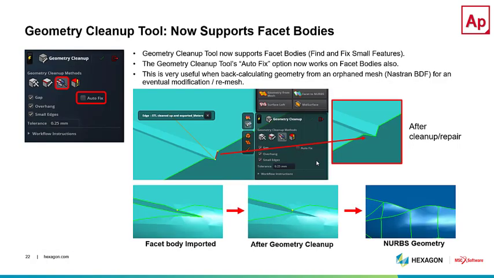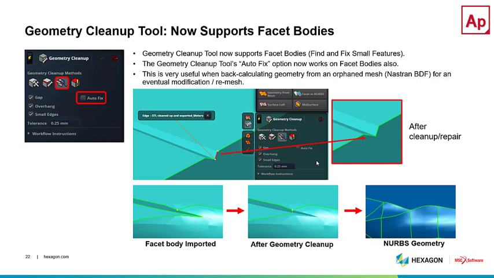The next thing in the Geometry Cleanup Tool you are going to see is that facet bodies are supported as well. This was kind of a hang-up if you were doing the orphan mesh workflow, where you import a mesh and then want to update it and change it. If you wanted to use geometry cleanup, things like finding gaps or overhangs or small edges, you couldn't do that on facet geometry, but you could do that on CAD geometry. And that was a little bit different, right?